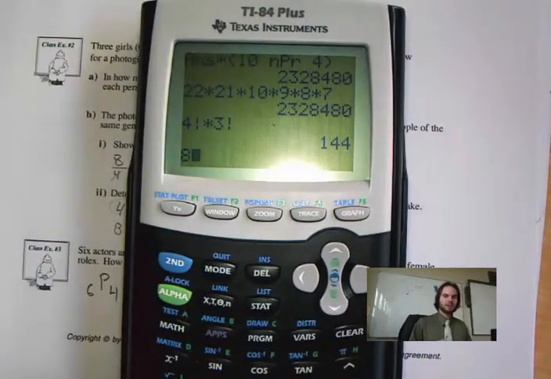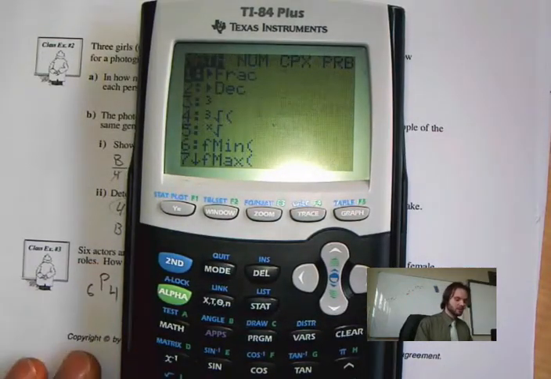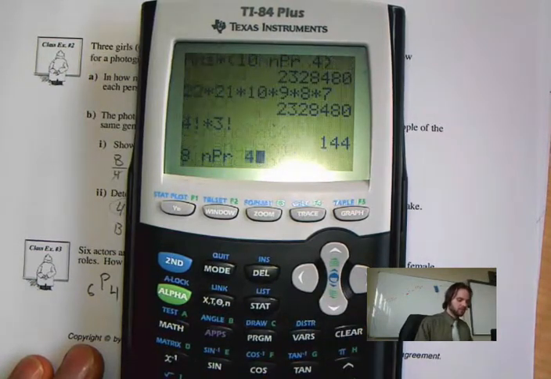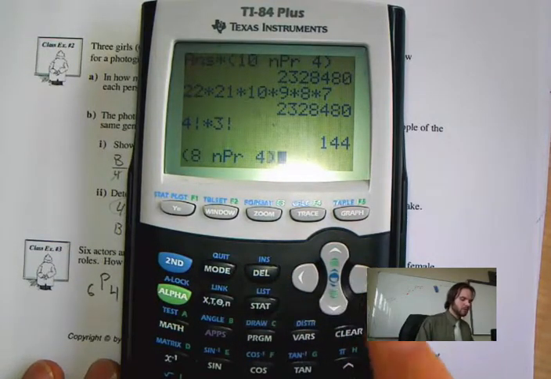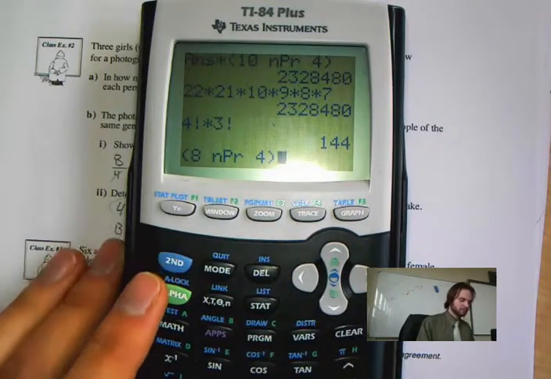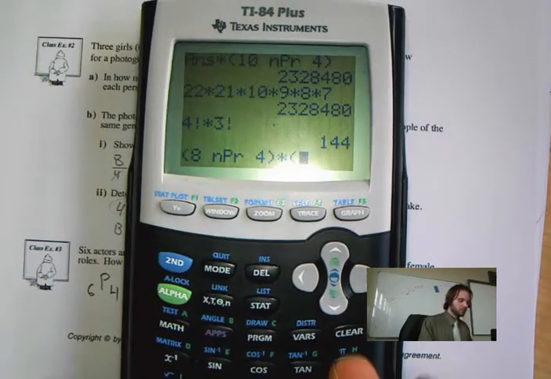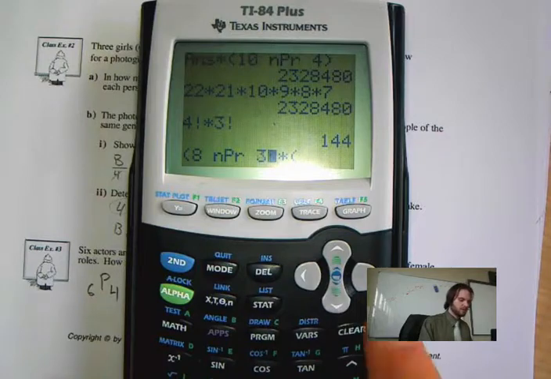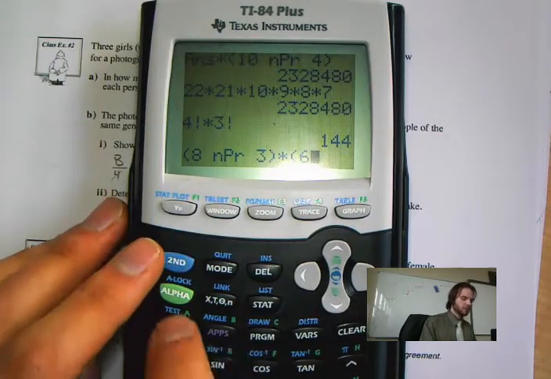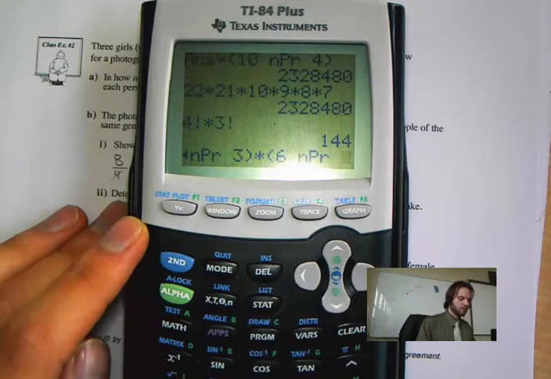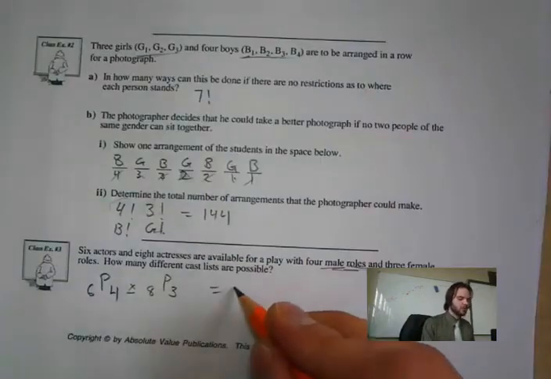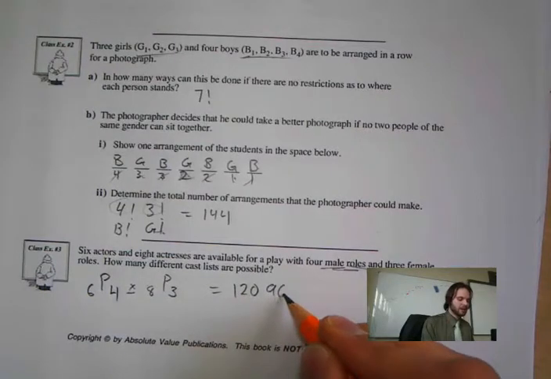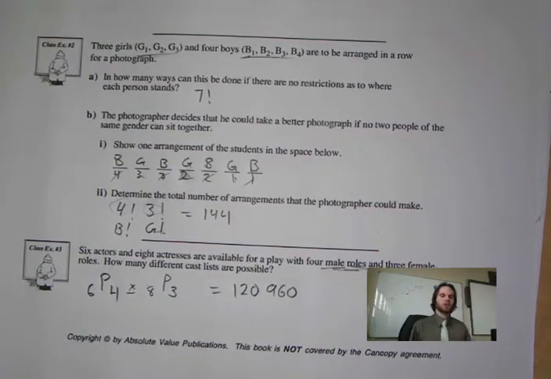So I have 8, and I go math, go over, pick 4. I'm going to put it in brackets. And we're going to multiply that by, oops, 8 pick 3, sorry, there's 3 females, and 6, and we're going to go over to math, and we're going to pick 4. Enter. I put that in, I always make sure I have my brackets. I get 120,960. So there is a total of 120,960 different combinations of the roles.